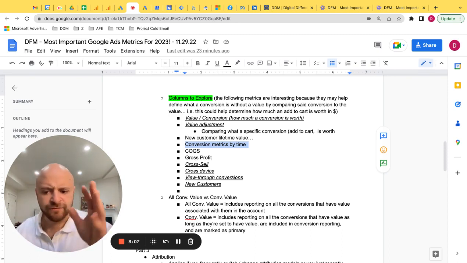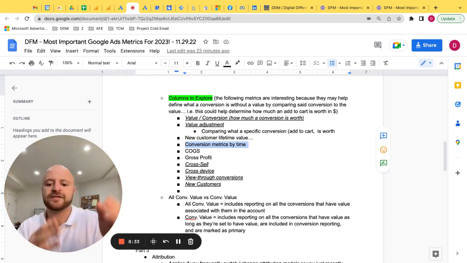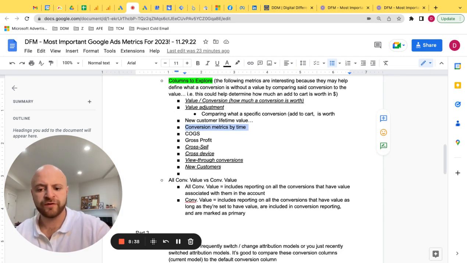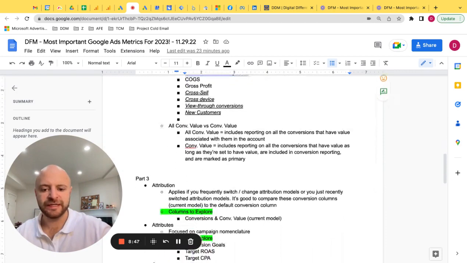There's also some other variable metrics, cross-sell, cross-device, view-through conversions, new customers. All these are really, really interesting as far as what kind of insight can we gain from them. And the idea here, guys, with these columns to explore, is we use these in an exploratory fashion, which I'll get to in a second. It's not something that's going to be set in stone, where all of them are going to mean, oh my God, we got to pay attention to this. It's not like that at all. So those are columns to explore for conversions. This conversion section is where the meat and potatoes are. That's where the chunk of great information is.